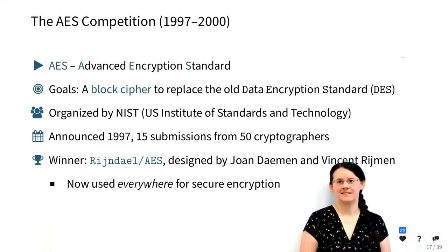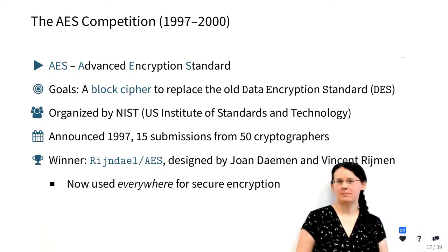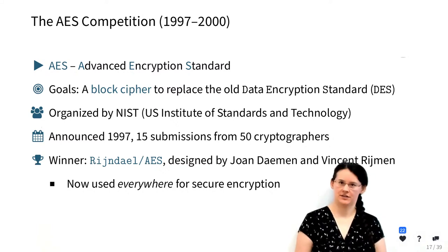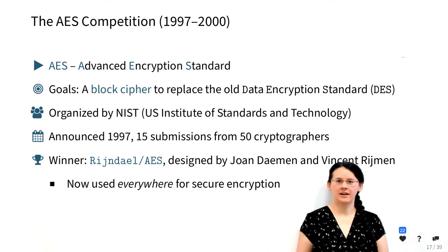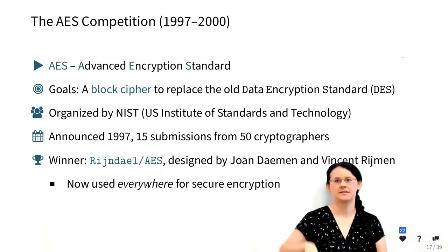In 1997, NIST said, we want a new block cipher. We are no longer happy with the DES because there have been attacks on it, and we are looking for a replacement. And so internationally, all sorts of cryptography research teams teamed up and designed new block ciphers, which are a lot stronger than the original DES.